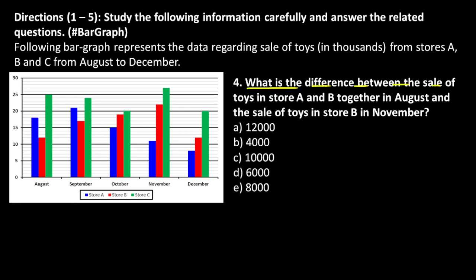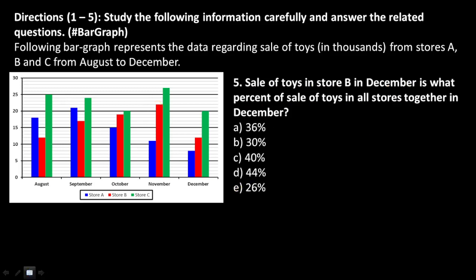What is the difference between the sale of toys in store A and B together in August and the sale of toys in B in November? A and B together in August, 18 plus 12, which is 30. And the sale of toys in B in November is 22. 8 is the difference. Option E is the final answer for this question.